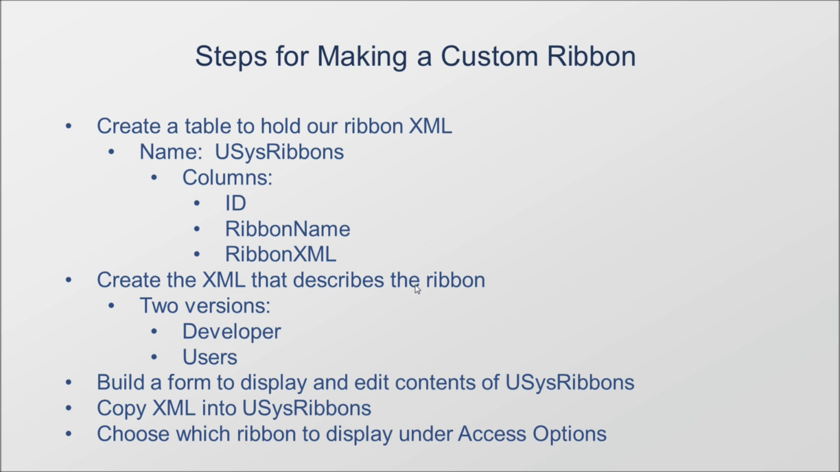Then we're going to use an XML editor to build our XML that describes the ribbon. And we're going to create two versions of it, one for ourselves and one for our users. Obviously, the one for the users will have less things on it than ours will. We will build a form and bind it to our Uses Ribbons table that will make it easier for us to copy our XML into the table. And then we will go to Access Options and choose which ribbon we want to display. So let's head over to our database.